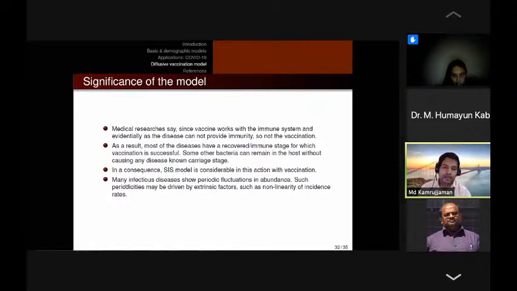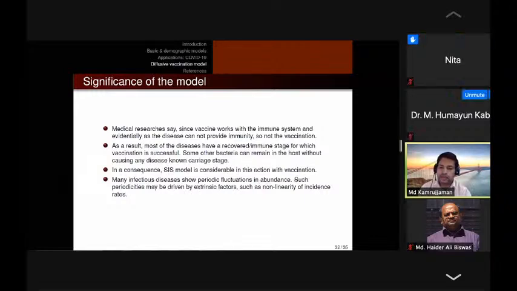Many infectious diseases show periodic fluctuation in abundance. Such periodicity may be driven by intrinsic factors such as the non-linearity of incidence rates, which can be Holling type 1, Holling type 2, Holling type 3, and so on.